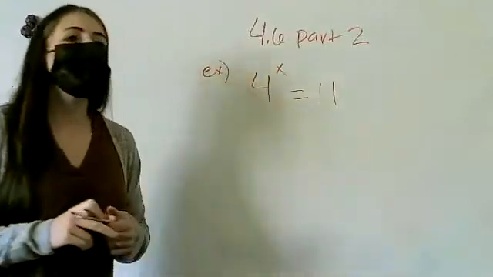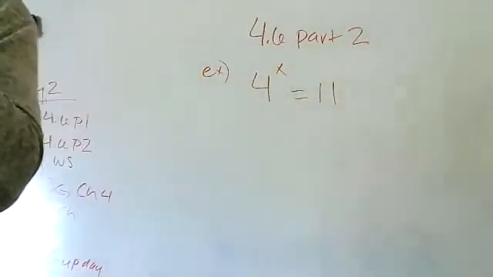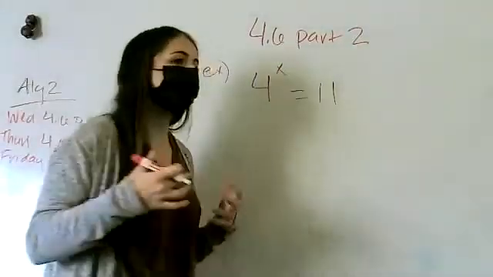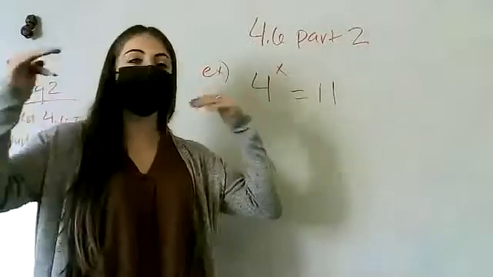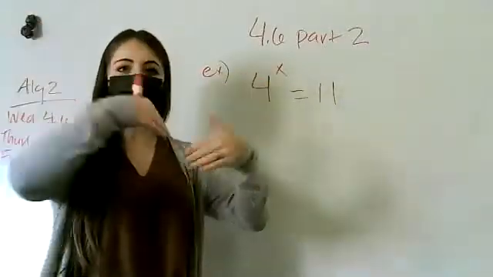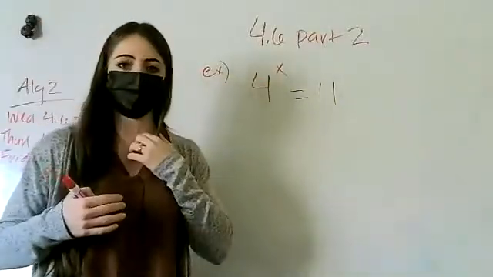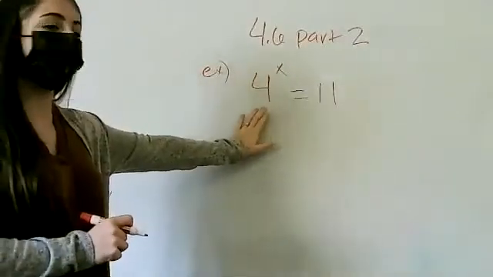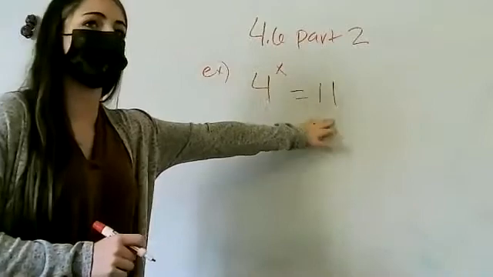So we always like to do tactic number 1. We always check to see, can I do that thing where my bases equal the same thing so I can cancel them out and set my exponents equal to one another? So let's check, would that be possible here? Can I make 4 into 11 or 11 into 4?